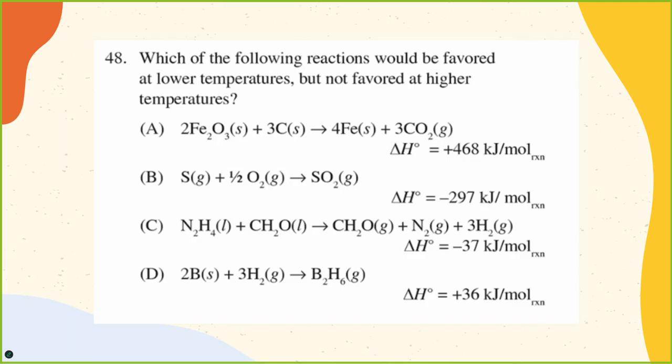So you need exothermic with a decrease in entropy for it to be effective at low temperatures. And we have 1.5 moles of gas on the left there and a mole of gas on the right. So the entropy is decreasing for B, and then delta H is negative. So that's how I would do that one.